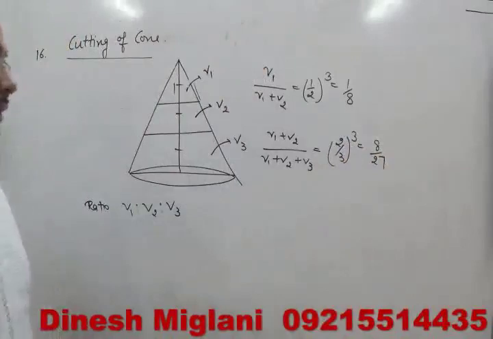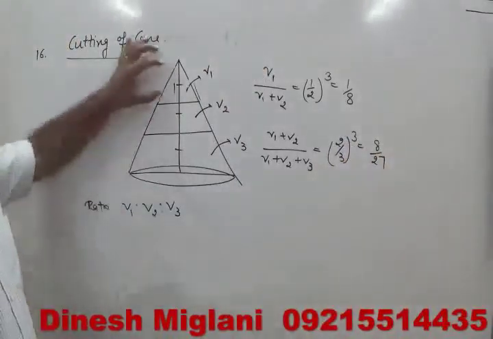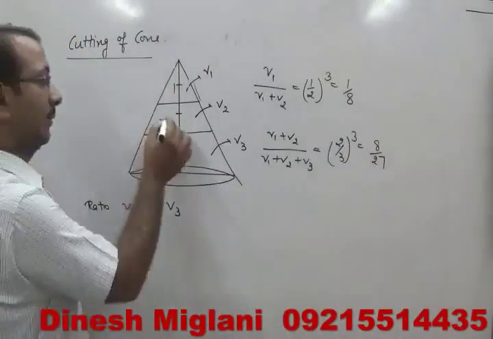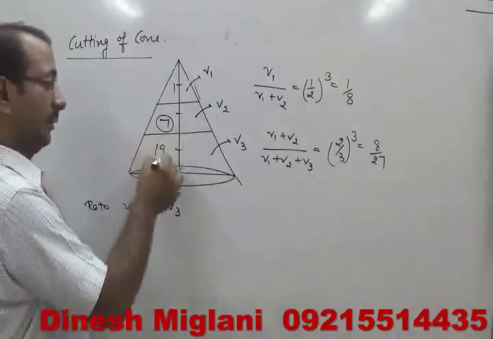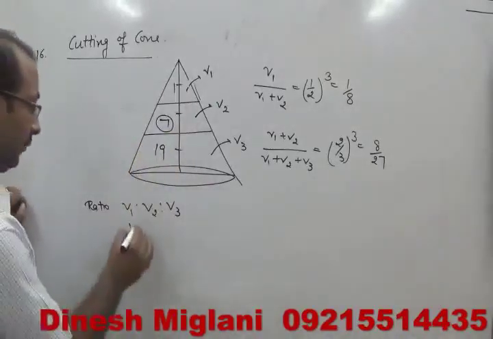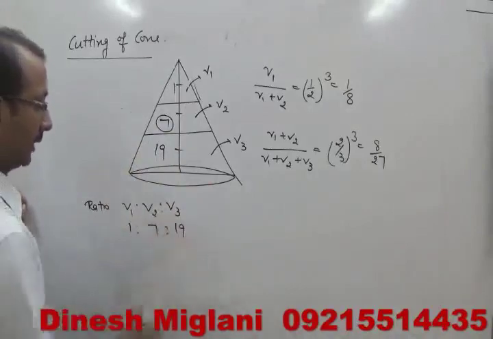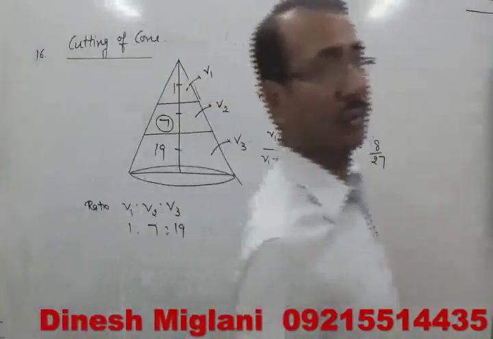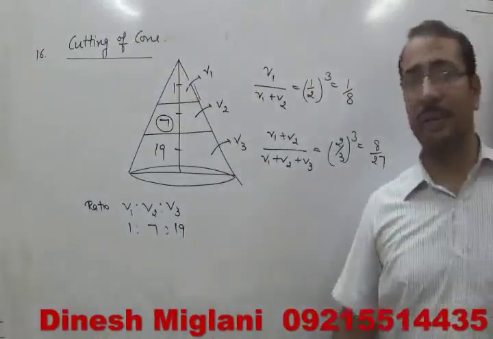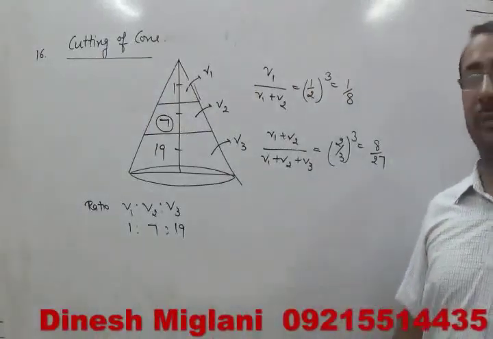Now what can I say? If this is 1, total is 8. It means that is 7. And total is 27. It means this is 19. So what is my answer? It is 1 ratio 7 ratio 19. So the ratio of the volumes of these three sections is 1 ratio 7 ratio 19. That becomes my answer.